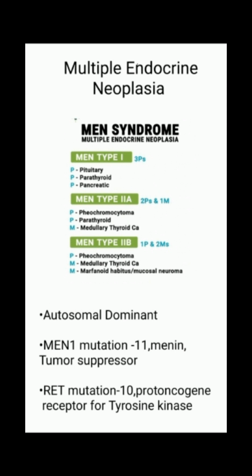Before we get into the further details of these tumors which are associated in the MEN syndrome, we need to know the mutations that are involved in type 1 and type 2. Type 1 is basically associated with the mutation on chromosome number 11 that codes for menin, a tumor suppressor gene, whereas type 2 is associated with the mutation in the proto-oncogene that codes for receptor tyrosine kinase, and it's present on chromosome number 10. Now we are going to discuss the tumors.